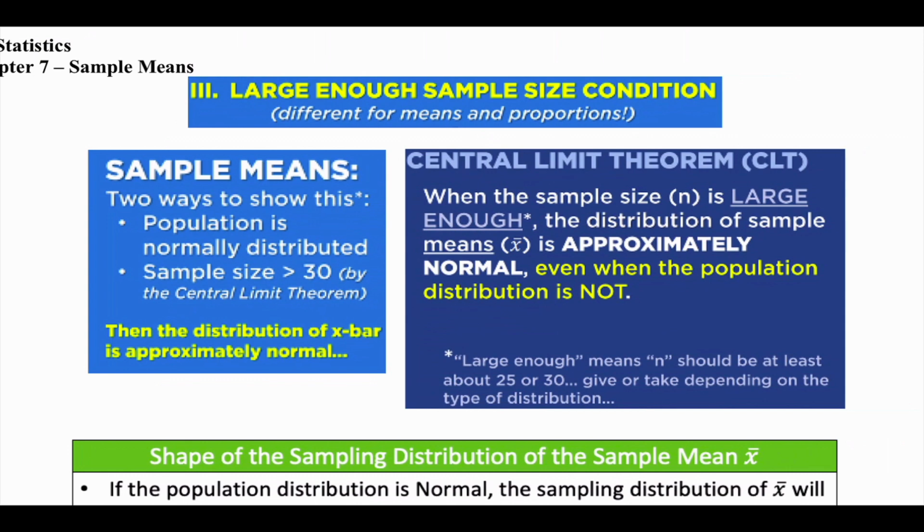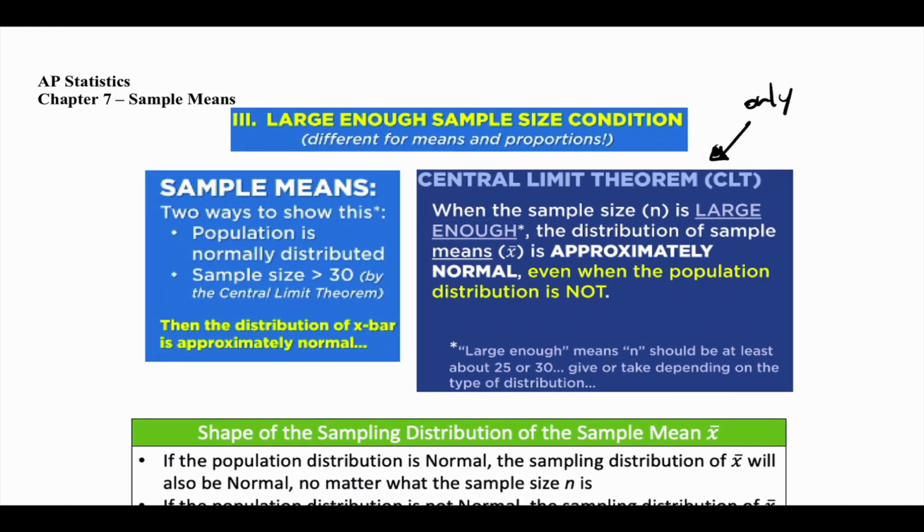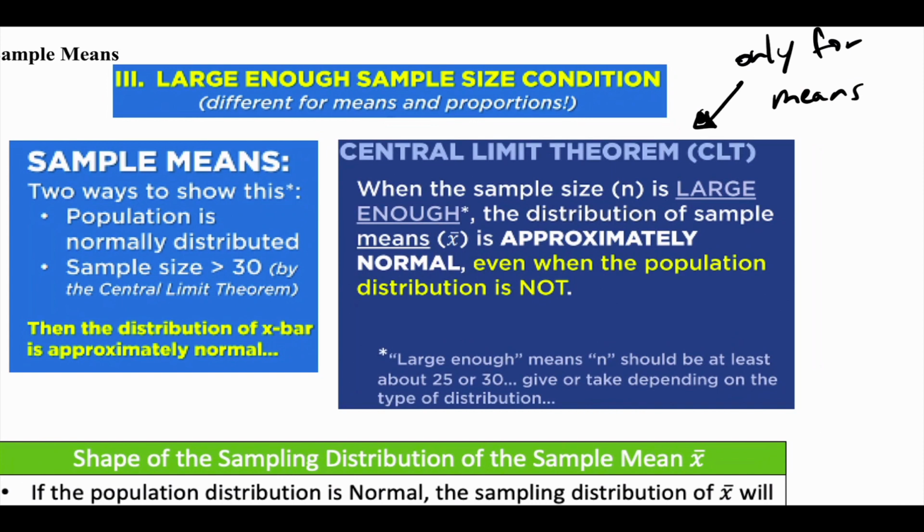Central limit theorem only works with means, not proportions. Proportions has their own set of rules, which we talked about last week, Thursday and Friday. So don't mix them up. Means. So what the central limit theorem says is when the sample size is big enough, we can assume that the shape is going to be approximately normal, even when the population is not.